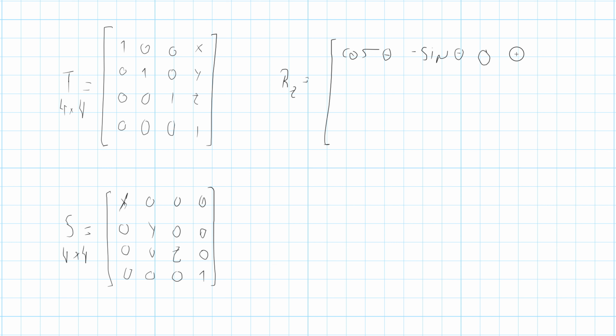Zero, 0. Then we have the second row: sine theta, and then cosine theta, and then 0, 0. And here we're going to have 0, 0, 1, 0, and 0, 0, 0, 0, 0, 1. Sorry about my handwriting. The computer is a little bit laggy here, but I think you can visualize this.